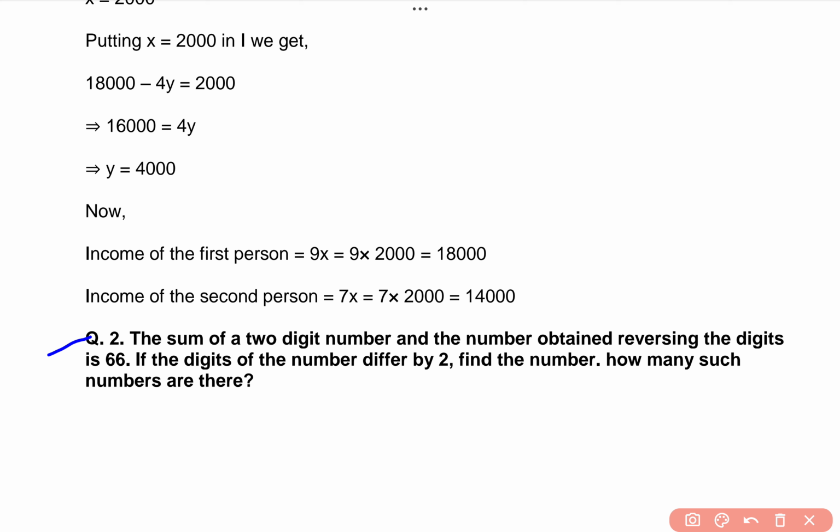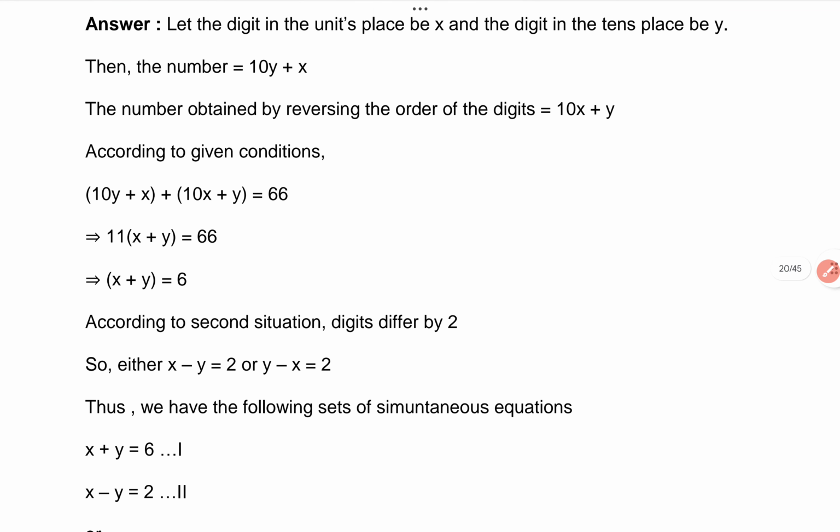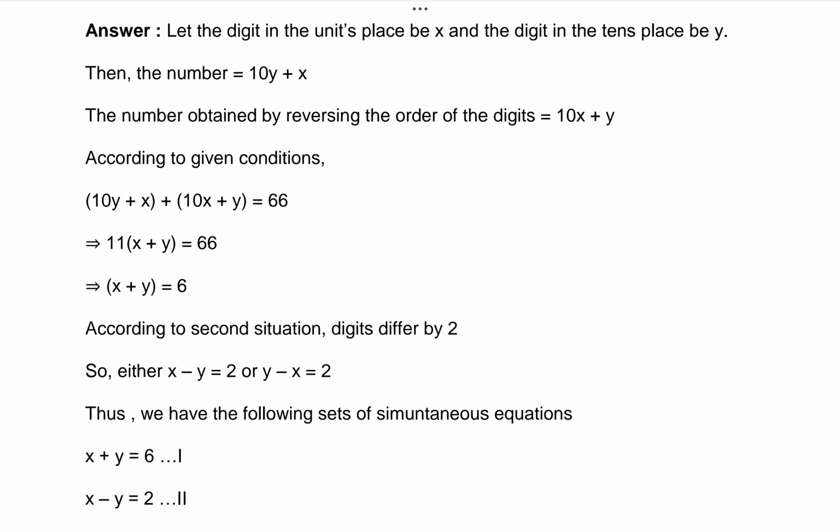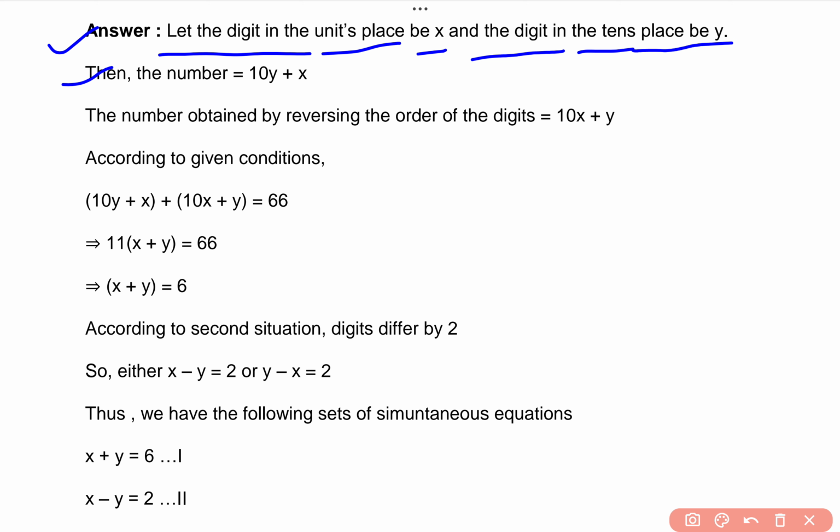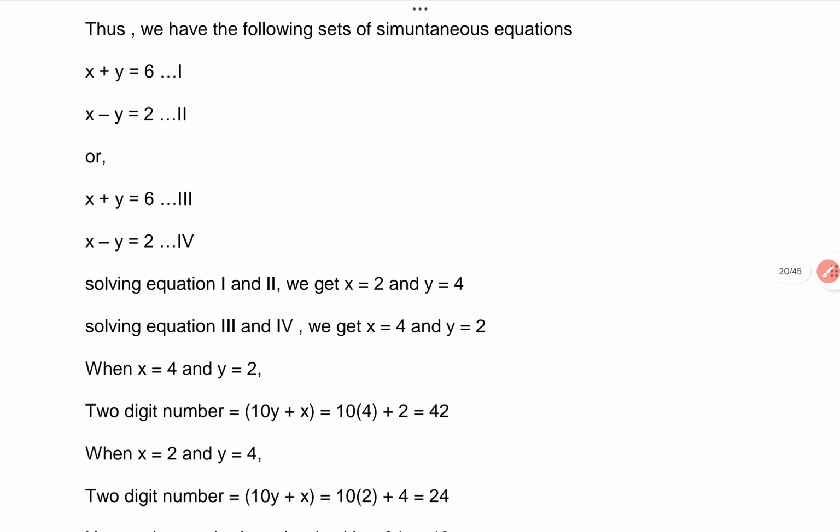The sum of a two-digit number and the number obtained by reversing the digits is 66. If the digits of the number differ by 2, find the number and how many such numbers are there. This is our second question, so let's see the solution of this one. If you come here, you can see the answer. Let the digit in the unit place be x and the digit in the tenth place be y, then the number is 10y plus x. Some process is given, and if it is clear, then see this one.